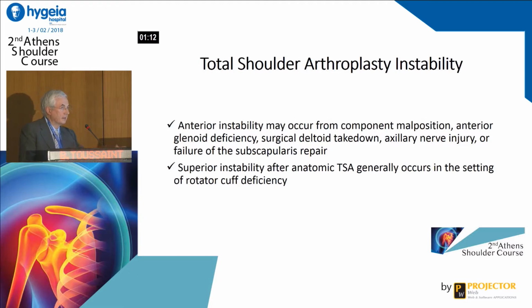Superior instability after anatomic total shoulder arthroplasty generally occurs in the setting of rotator cuff deficiency. And in this case, the best way is to move to the reverse shoulder arthroplasty because it's a better option for rotator cuff insufficiency. Different studies show that if you repair the cuff at the same time as you implant the total shoulder arthroplasty, the result is not good enough.